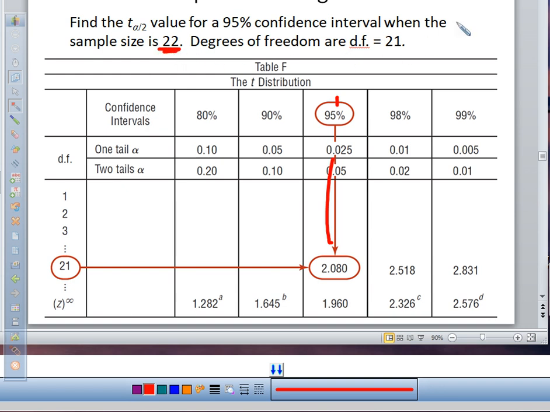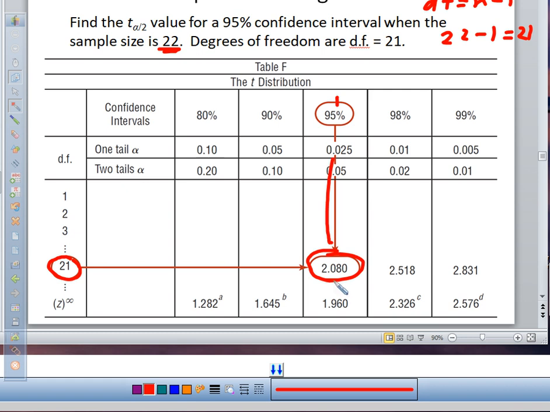Degrees of freedom is n minus 1. Degrees of freedom equals n minus 1. You need to know that. Absolutely need to know that. It's really important, n minus 1. So if my sample size is 22, then my degrees of freedom is 22 minus 1, or 21. I'm going to slide down here to 21 degrees of freedom, slide on over that row, and if you looked it up in your t-table, you will end up getting 2.080. That would be our critical value.